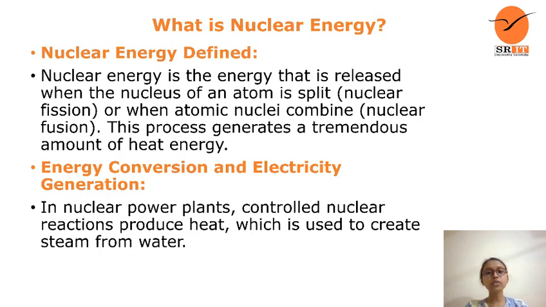This slide is about the discussion of what is nuclear energy. So the definition of nuclear energy is that it is released when the nucleus of an atom is split, that is nuclear fission, or when atomic nuclei combine, what we know as nuclear fusion. This process generates a tremendous amount of heat energy. Energy conversion and electricity. In nuclear power plants, controlled nuclear reactions produce heat which is used to create steam from water.